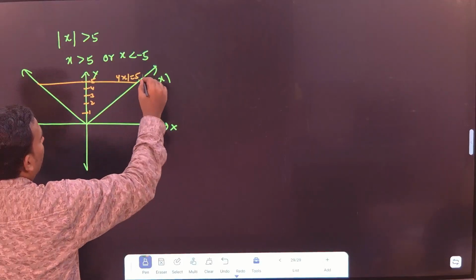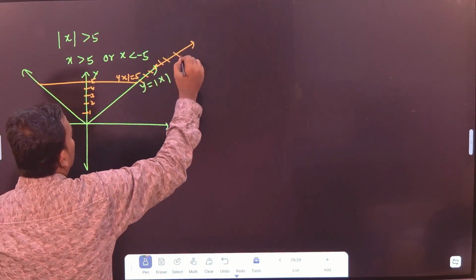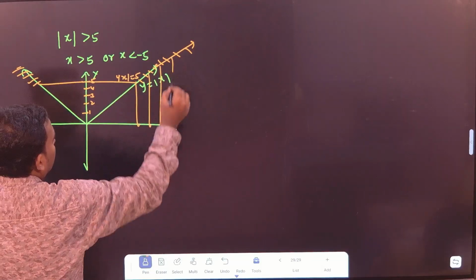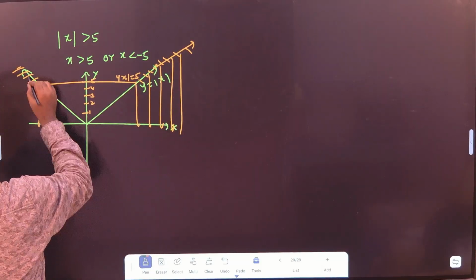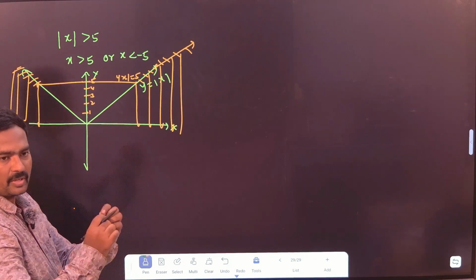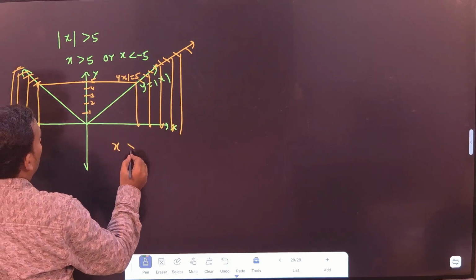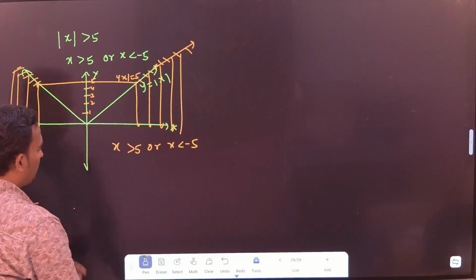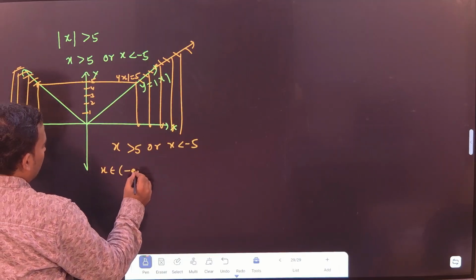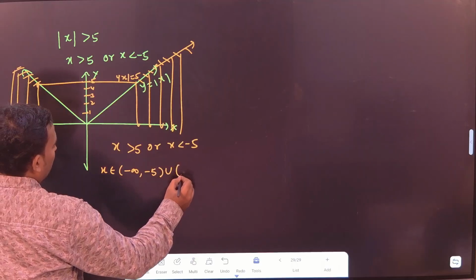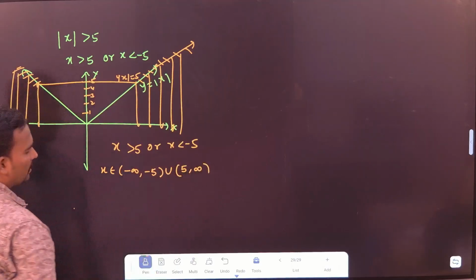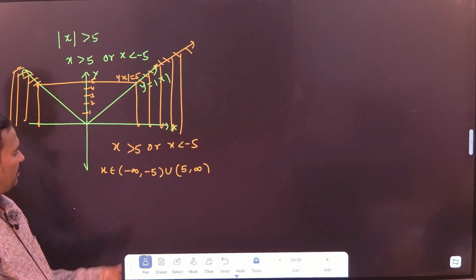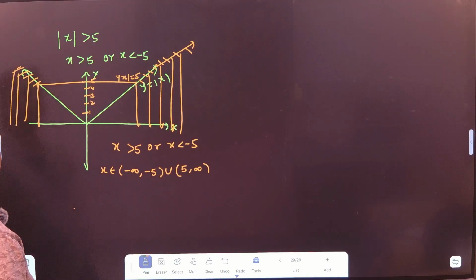We need more than 5. More than 5 means this portion. Here also, this side also more than 5. That means the x should be like this. X should be what? This one, right? So x should be more than 5 or x should be less than minus 5. That means x belongs to minus infinity to minus 5 union 5 to infinity. Clear? So all the real numbers: minus infinity to minus 5 union 5 to infinity.